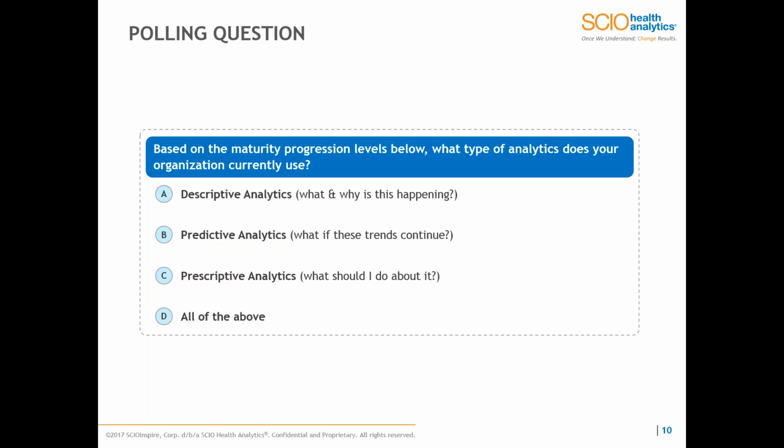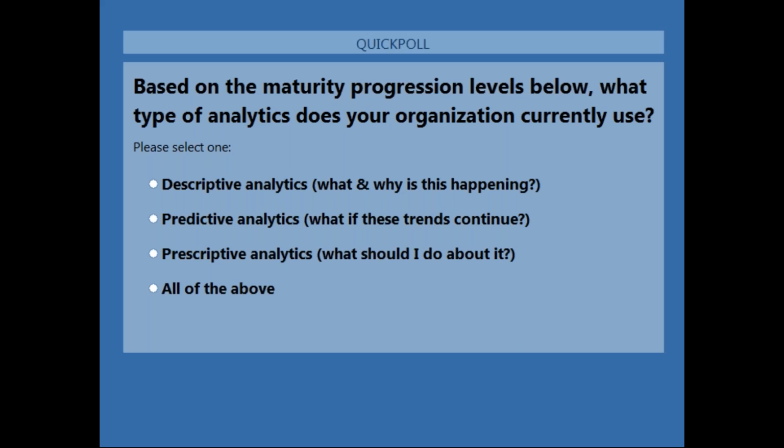based on the maturity progression levels listed below in the multiple choice options. What type of analytics does your organization currently use? Is it descriptive analytics, which is really what and why is this happening? Is it predictive, what if these trends continue, what does that look like? Or prescriptive, what can I do about it? Or is it all of the above? I'd love to get your input on the poll. We'll give a few seconds for people to respond.